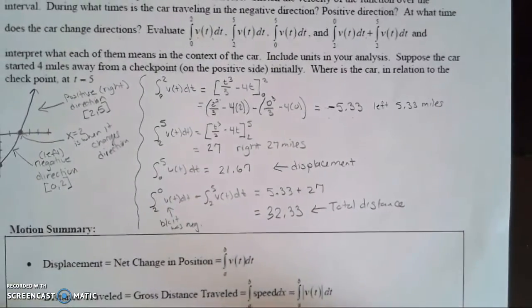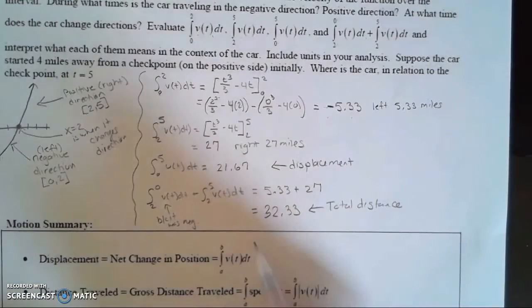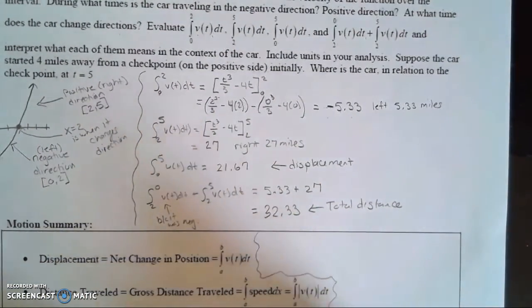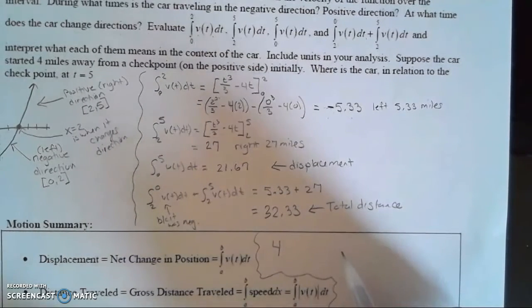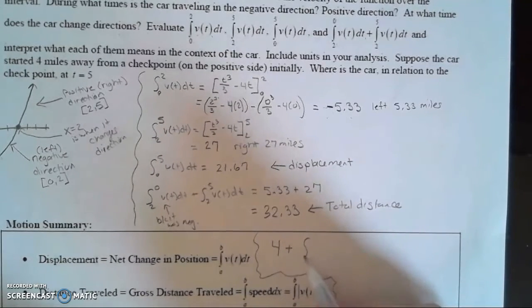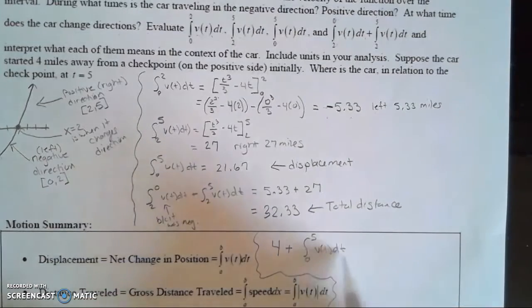So I'm going to write my work down here just so everybody can see where I'm going. What we're really going to be doing here is taking that initial starting place, which is 4 in the positive, away from the checkpoint, and then we're going to add our integral from 0 to 5 of the whole function. Okay, this is the whole function as the whole displacement.